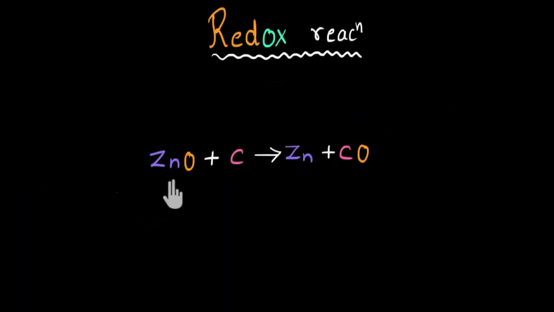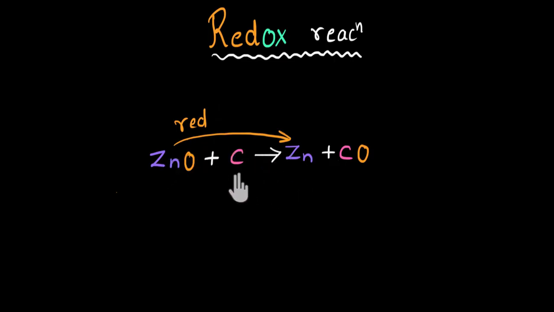So here I have zinc oxide that is reacting with carbon to give me zinc and carbon monoxide. If we focus over here on zinc, initially zinc was combined with oxygen, zinc oxide. But during the course of the reaction, zinc is losing its oxygen. Zinc has lost its oxygen in the reaction. And loss of oxygen, we saw, is called reduction. So zinc is undergoing a reduction reaction.